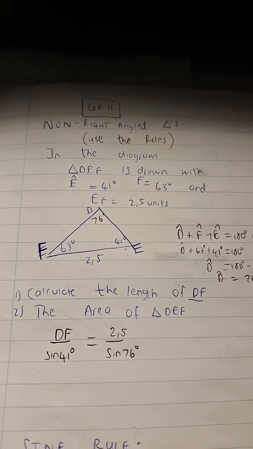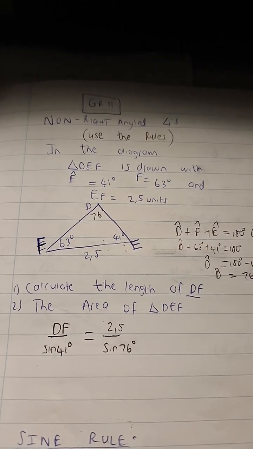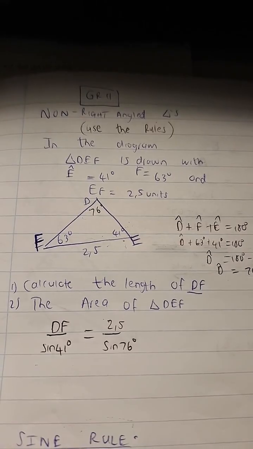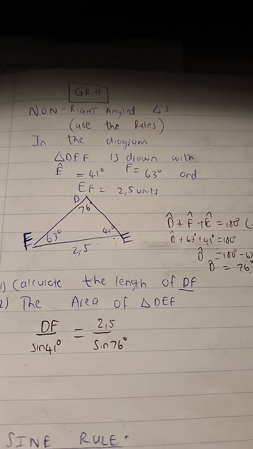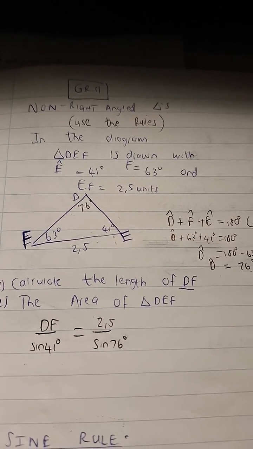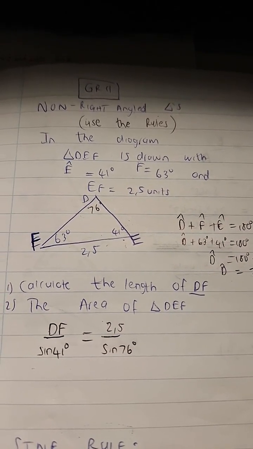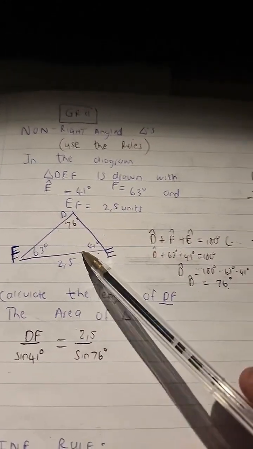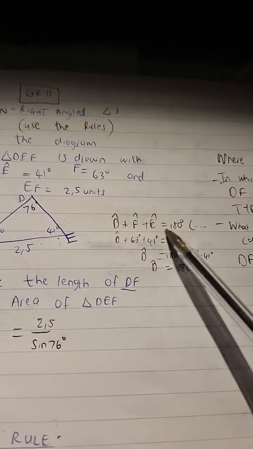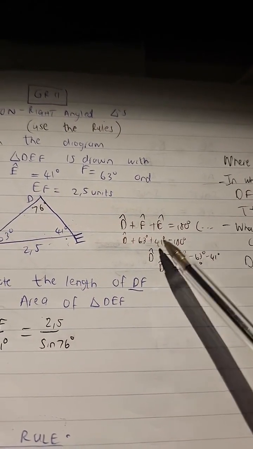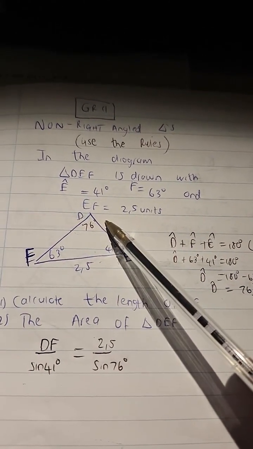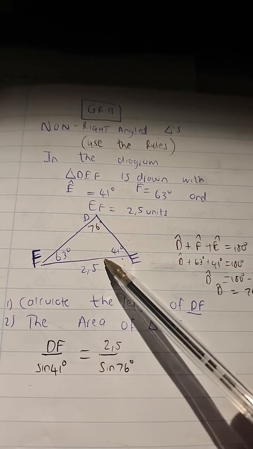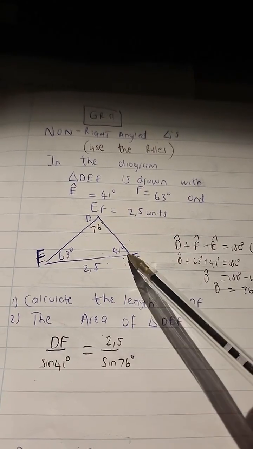We want to establish whether this is a right-angled triangle. And guys, you know what a right-angled triangle is? It's a triangle that has one of its angles being 90 degrees. Or is it a non-right-angled triangle? In other words, there is no angle that is 90 degrees. Those are the things we want to establish by asking these questions. So we find the missing angle by adding the angles and equating them to 180 degrees, and we find that angle D is 76 degrees. So we have angle D, we know angle F, and we know angle E. So this is a non-right-angled triangle.